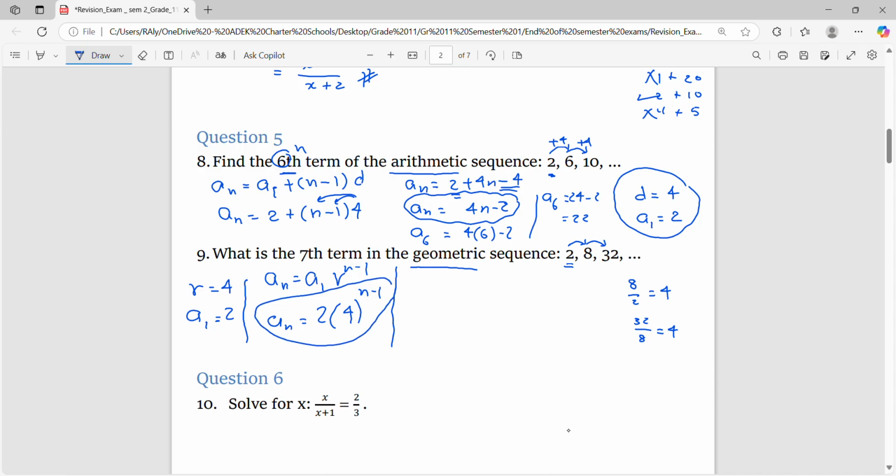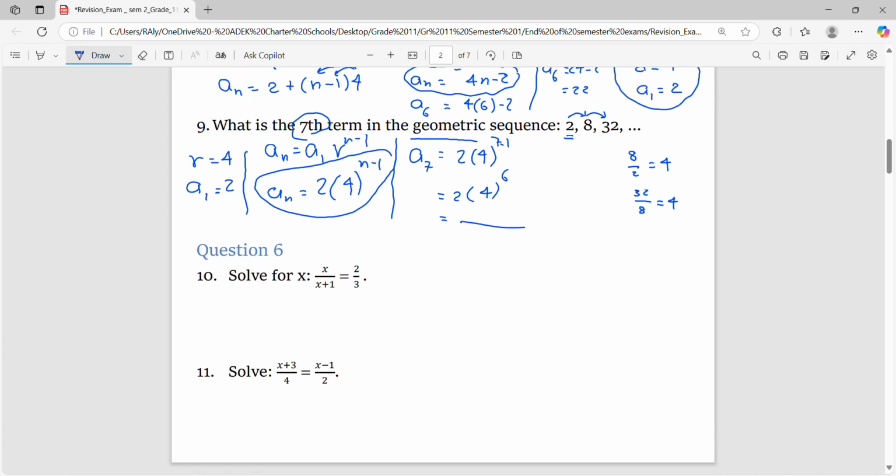So why do we need to use this nth term? To find the 7th term. So a7 equals 2 times 4 to the power of 7 minus 1. It means 4 to the power of 6. I give you the chance to calculate this. Try to find it by using a calculator, because I don't have a calculator actually.